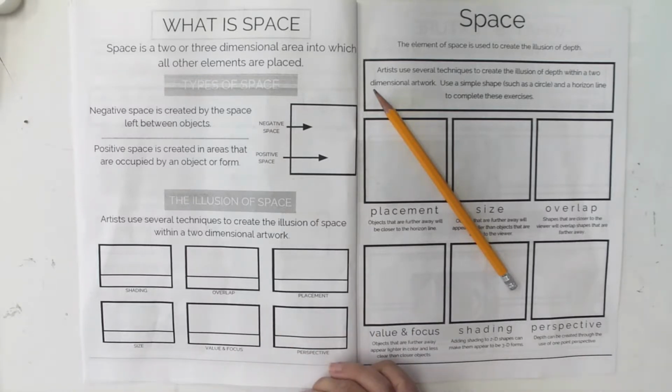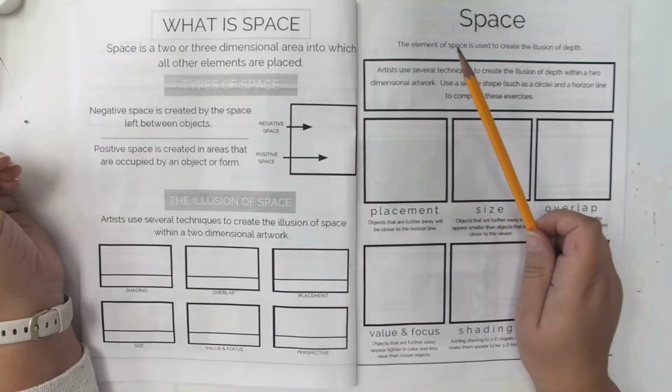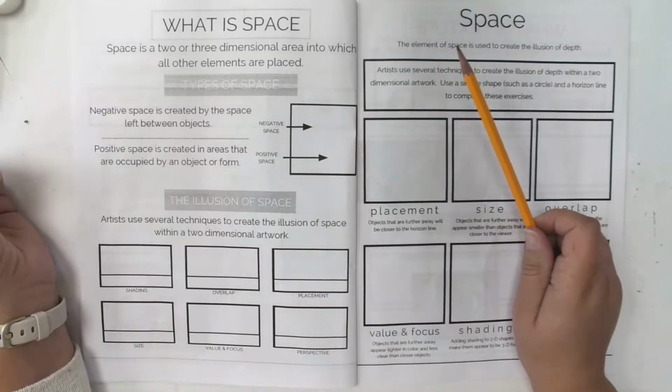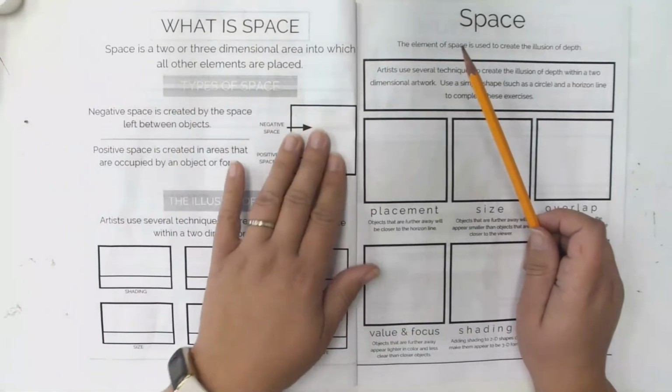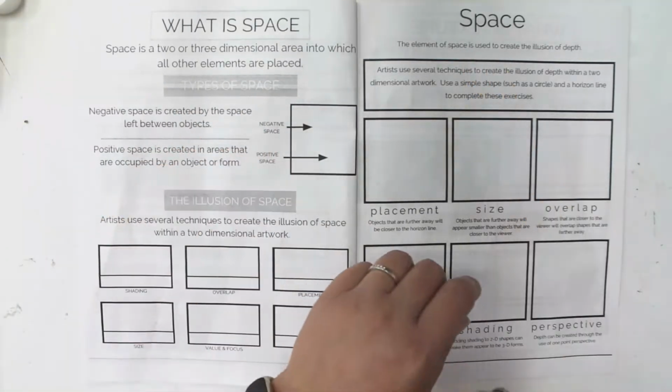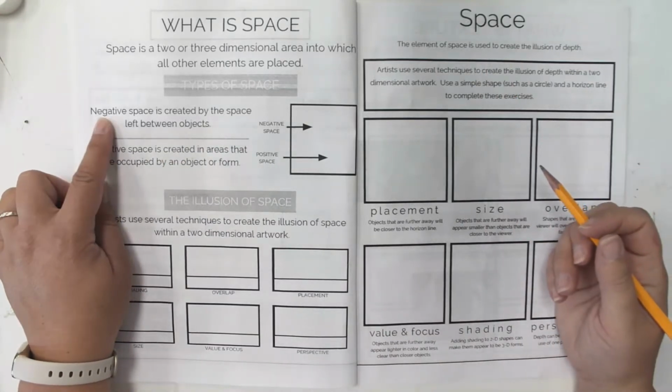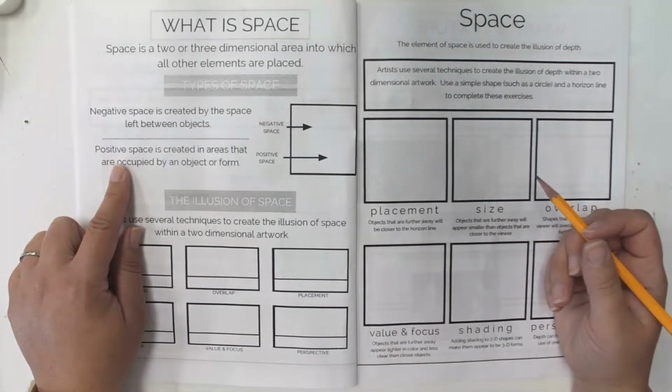Okay, space. And I'm not talking about the final frontier or outer space, okay? A little bit different. All right, space is a 2 or 3-dimensional area into which all other elements are planned. You're like, what does that mean? Basically, it means your paper and what you're going to do with it, okay? So first thing we have here is we have two types of space. We have negative space and we have positive space.